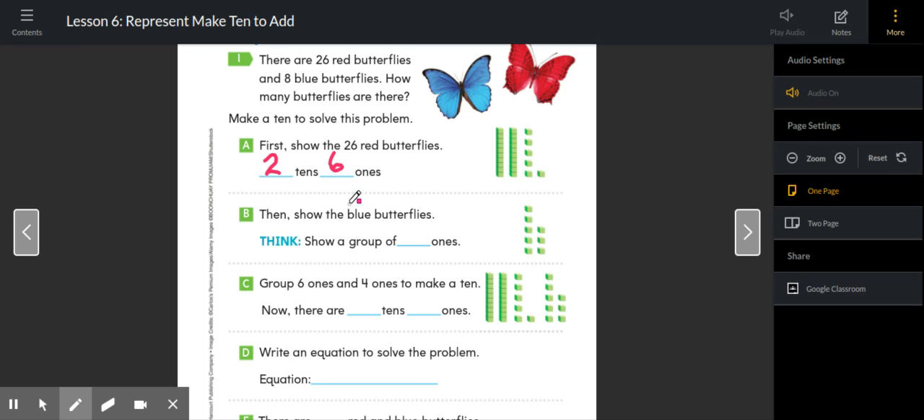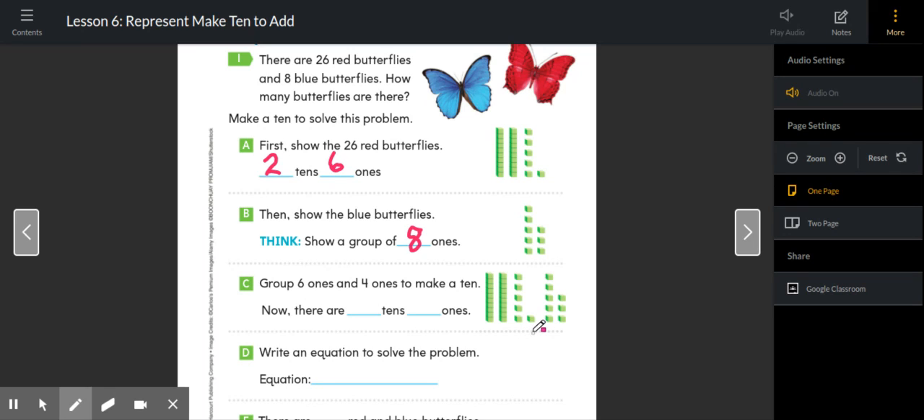Then show the blue butterflies. So here are the 8 blue butterflies. Remember, not 8 10s, 8 1s. There are just 8, not 80 of them. Think, show a group of 8 1s. Group 6 1s and 4 1s to make another 10.